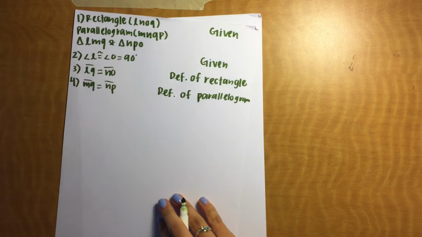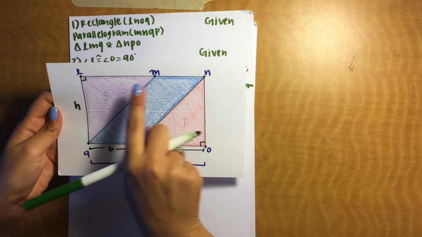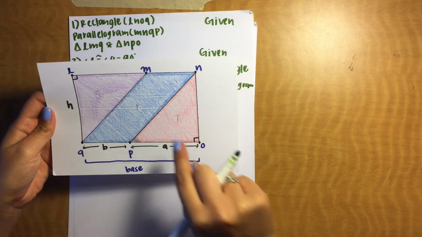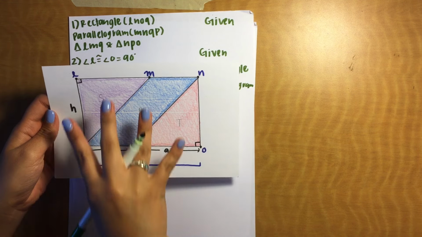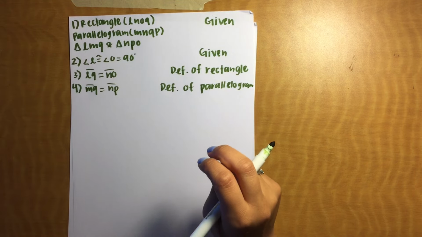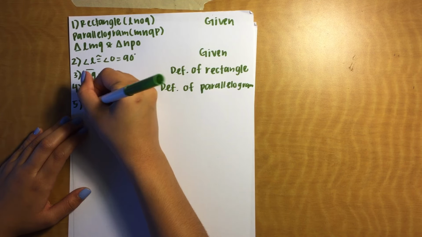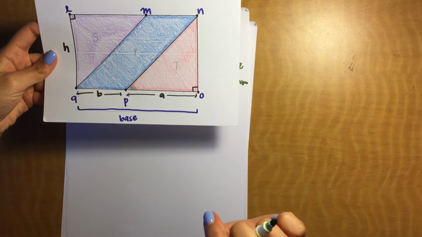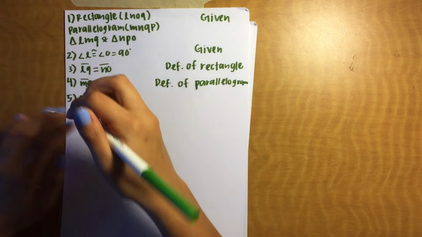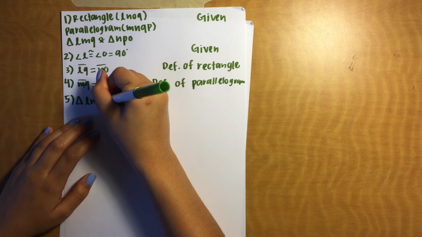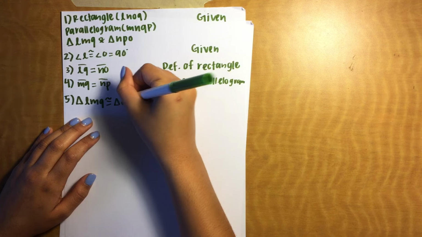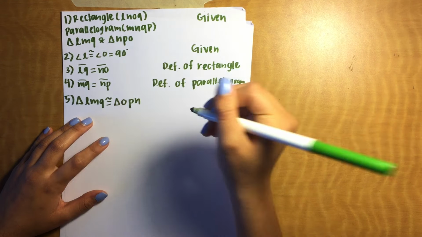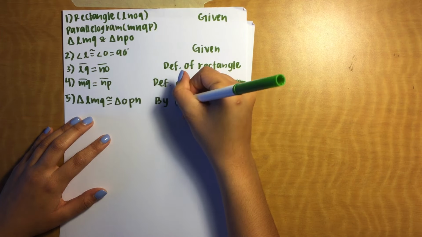So since we know that LMQ is a right triangle because it has a right angle, and we also know the hypotenuses are congruent and a leg is congruent, we can use hypotenuse leg. So triangle LMQ is congruent to triangle NOP. This is by hypotenuse leg.